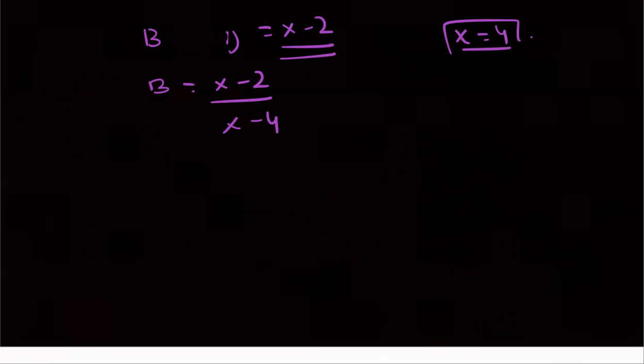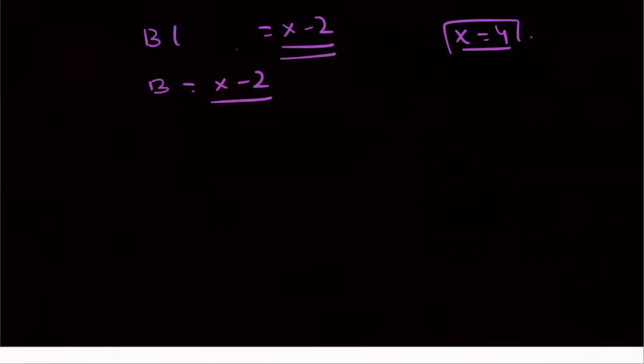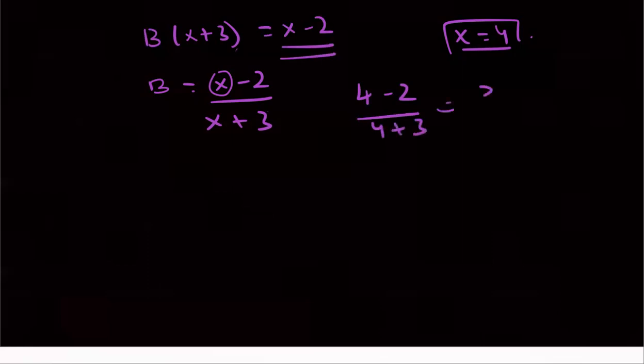So when we took the LCM, it becomes x plus 3. When we took the LCM over here, this is being multiplied with x minus 4, and b is being multiplied with x plus 3 in order to take the LCM. So this is x plus 3 divided by x plus 3, substituting the value x equals 4. So 4 minus 2 over 4 plus 3. So the final answer of B is 2 over 7.